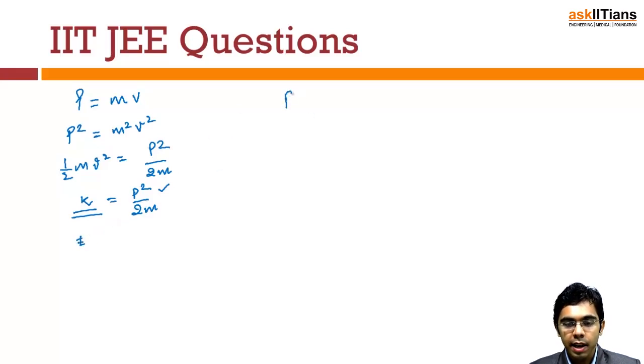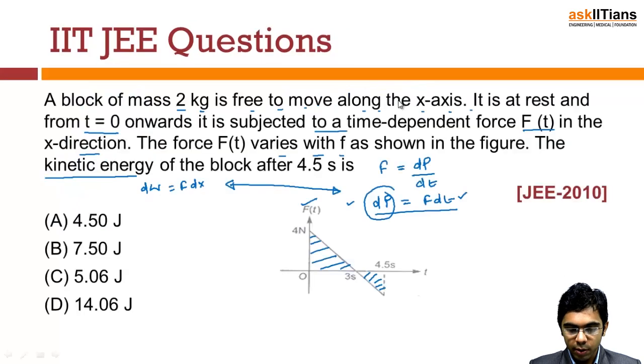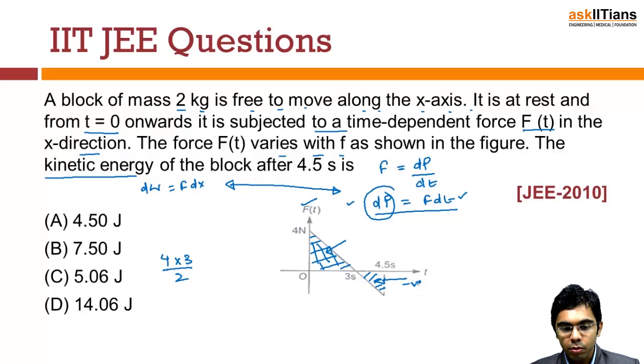P is the area under the curve, the area under the F-t graph. So let's find out what area we are getting. This area is the area of a triangle, so it will be 4 into 3 divided by 2, half base into height. Now if we want to find the total momentum, this will come out to be positive and this will come out to be negative.